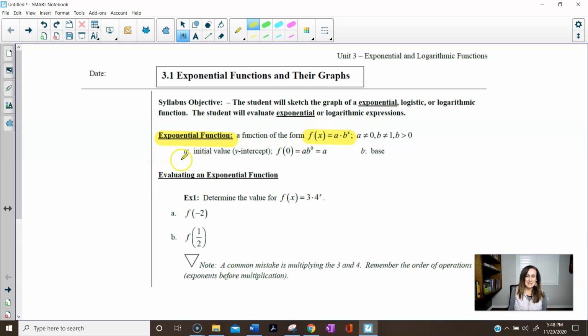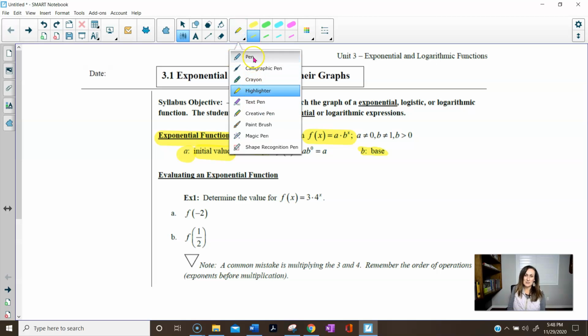So a in that formula is your initial value. When you're looking for the y-intercept, if you find f of 0, b to the 0 power is 1, and 1 times a is a. So a is going to be your initial value as well as your y-intercept. b represents your base. So in this formula, a is your initial value or your starting point, and b is your base. So let's look at just evaluating exponential functions.